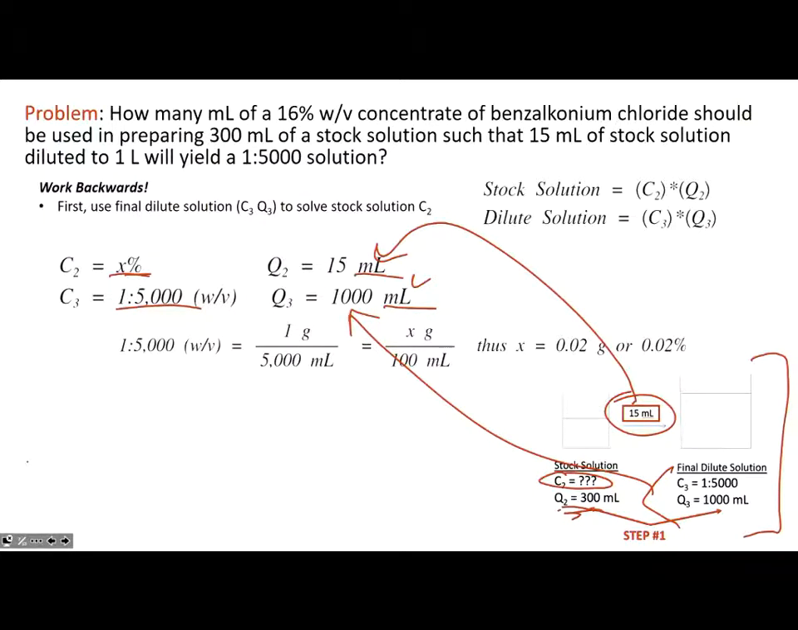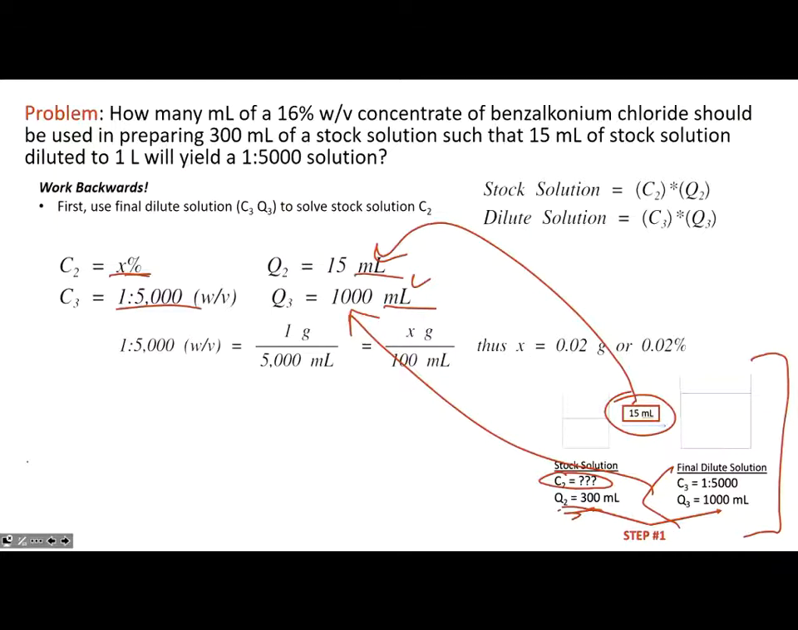1 to 5,000 means 1 gram per 5,000 milliliters. We just kind of did that, so set that up, 1 gram over 5,000 mils. But since we want the percent strength, let's figure out how many grams per 100 mils, because percent means per 100, right? So how many grams per 100 mils would be my percent strength. So just set up a proportion. 1 to 5,000 is equal to X over 100. You solve for X, and it's in grams, essentially.